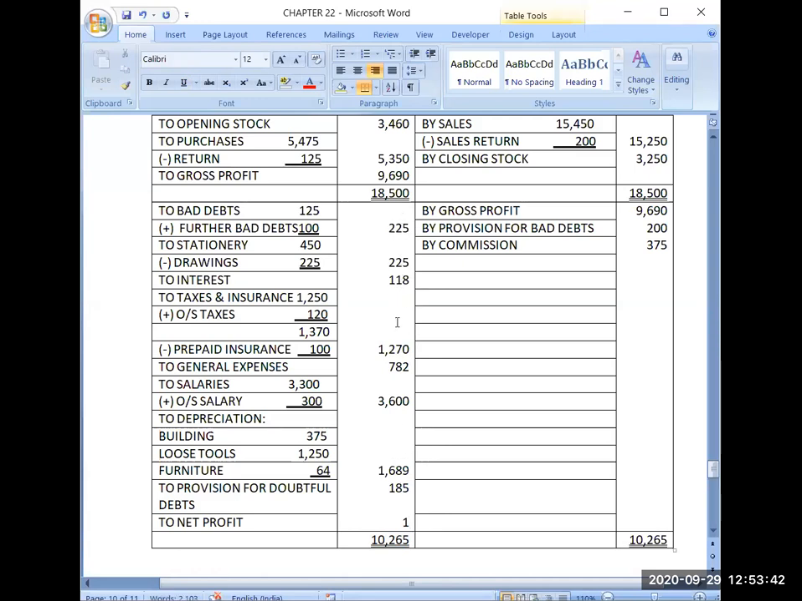3 to 5 to 7, 1, 8, 7, 15, 23, 31, 39. 39 plus 7, 46. Then 4 to 6 to 8, 1, 9, 11, 7, 18, 24, 30, 31. So it will be 1 and it will become 2. The carry on is 3. Then 3 plus 1, 4, 3, 7, 8. 8 plus 2, 10. So now my net profit is 2,171.